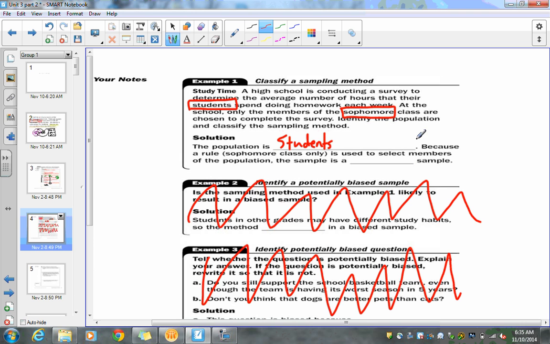Now it says because of a rule, which is the sophomore class. Remember, a rule is kind of like the method in which you're getting your survey. It's going to be stratified. Oh, I'm sorry, I said the wrong one. It's going to be a systematic sample, because you are applying a rule in which you want only the sophomore class to take part in that survey.